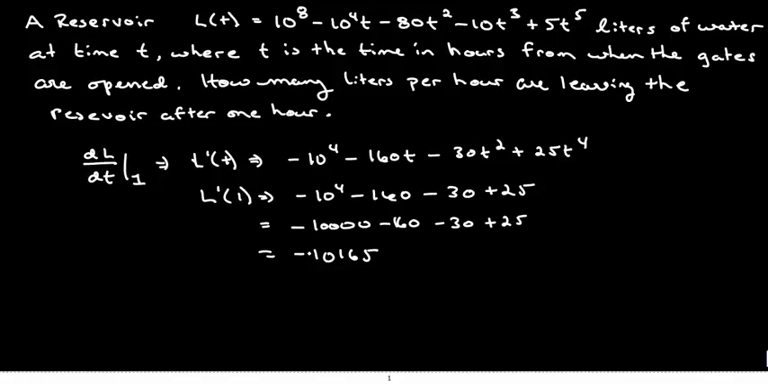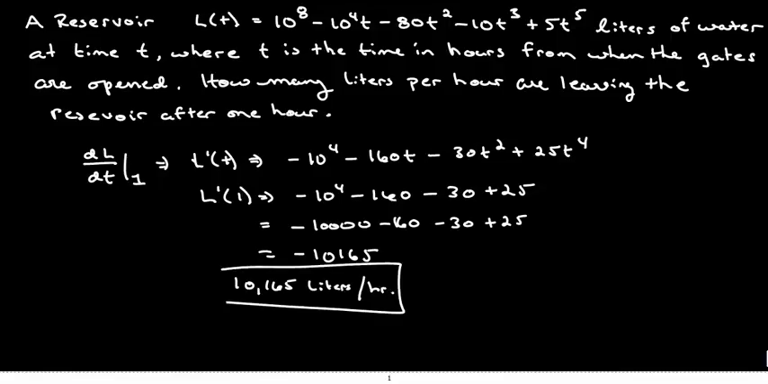So my final answer is that there are 10,165 liters per hour leaving the reservoir. So that's where we get this is our negative rate of change.